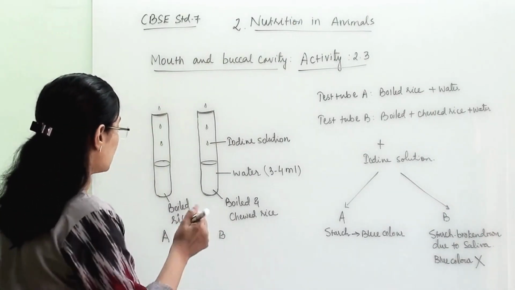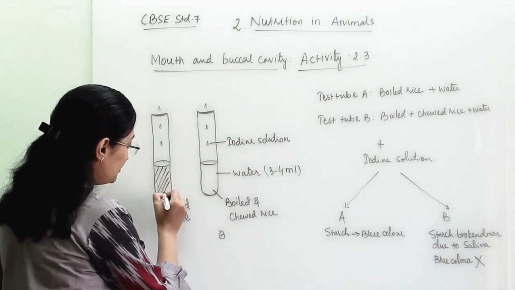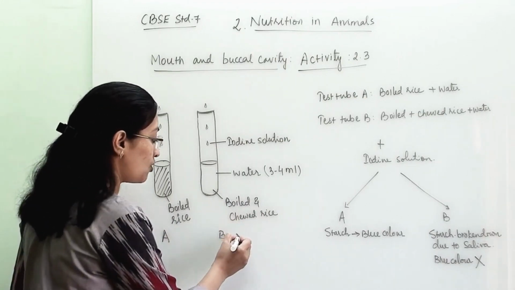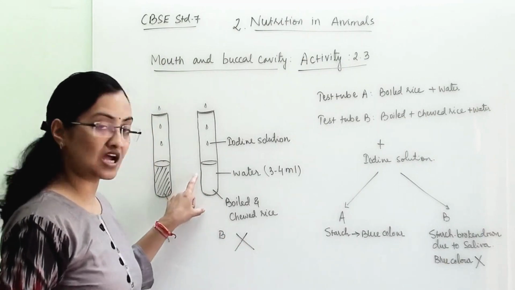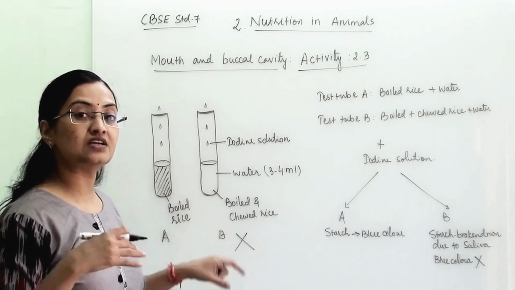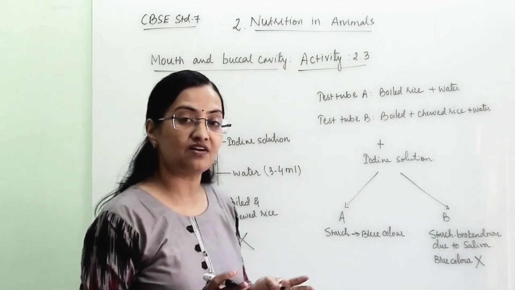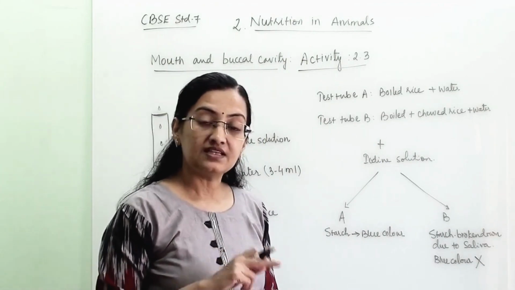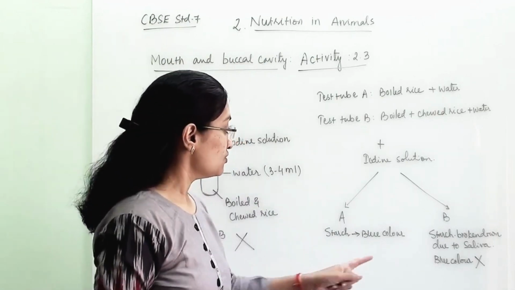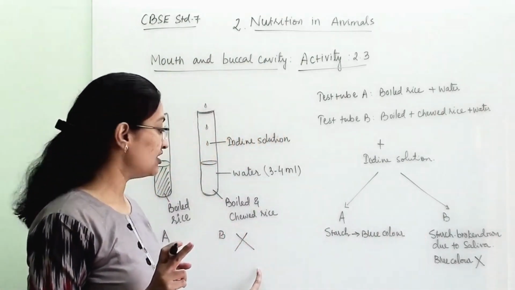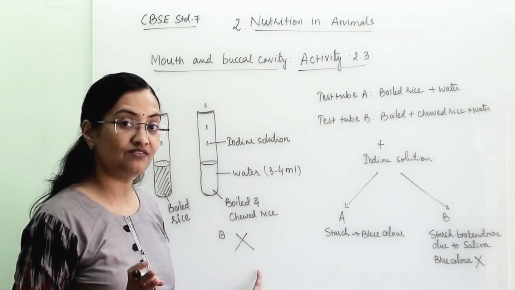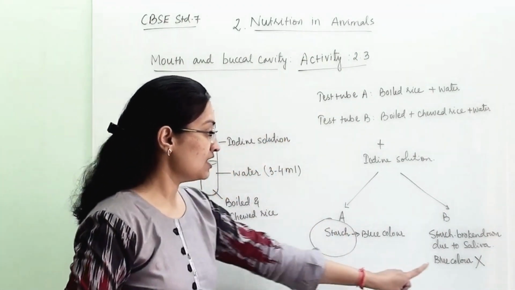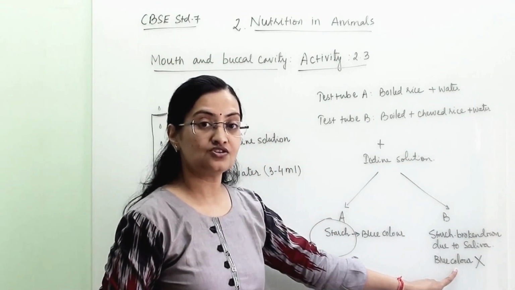So the rice which is boiled will show us blue color, but the rice which is boiled and chewed, which has saliva mixed into it, will not show us any blue color, because whatever starch was in the chewed rice has been converted into simple sugar. Our saliva contains one type of enzyme, known as salivary amylase, that has converted starch into simple sugar. So there is no starch in test tube B. We will not be able to see any color change in test tube B, whereas we will see the color change in test tube A, in which we can see the presence of starch.